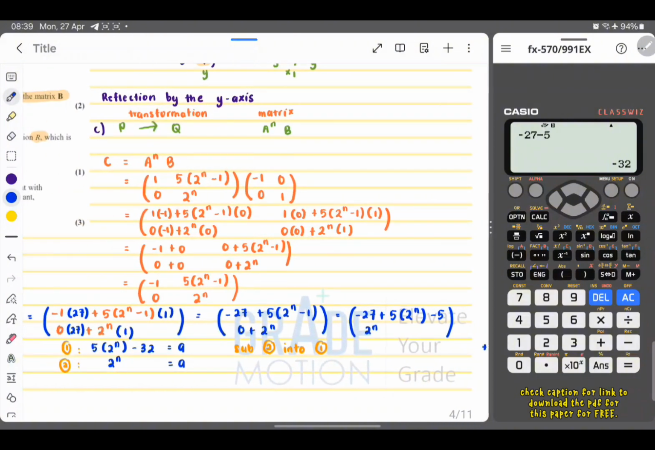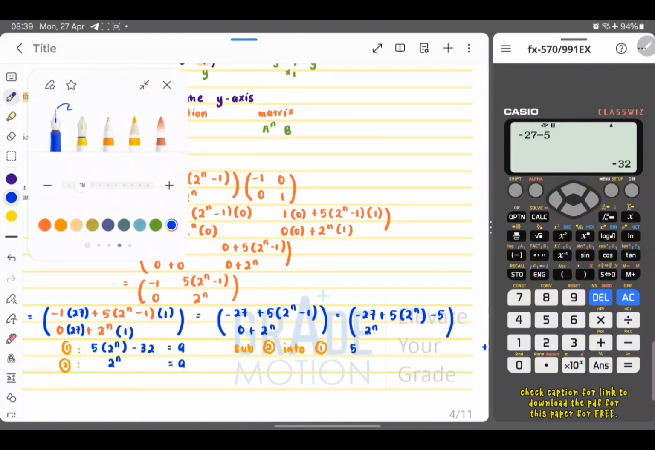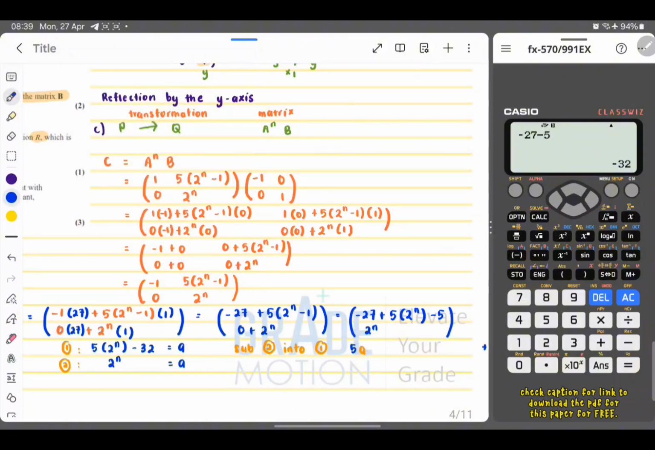So we will get 5 times, this is 2 to the power of n which is a, minus 32 equals a. If I rearrange, I will get 5a minus a, that will be 4a equals 32. a is equal to 8.